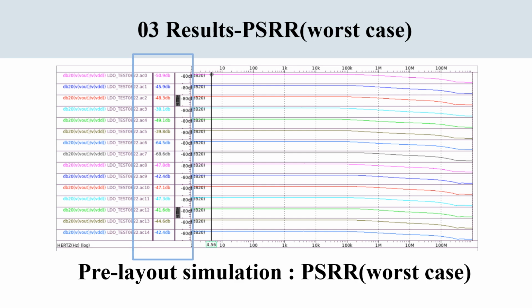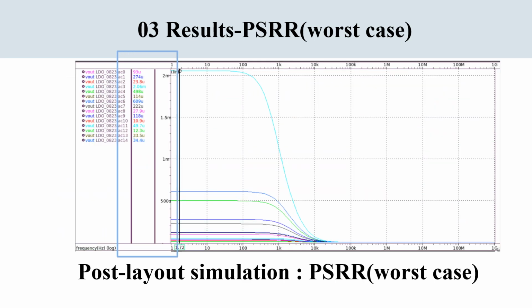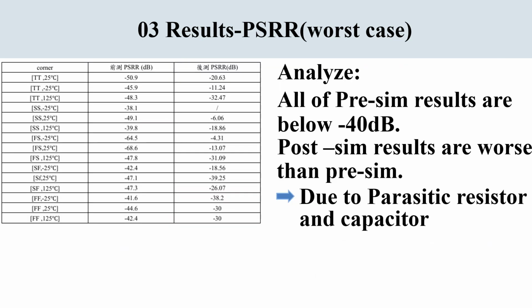Let's see the pre-layout simulation of PSR under worst case. The picture shows the results. And the next is the post-layout simulation of power supply rejection ratio under worst case. After calculation, we could analyze that all of the pre-sim results are below -40 dB, whereas the post-sim results are worse than pre-sim. I assume that it is due to parasitic resistor and capacitor in the layout.